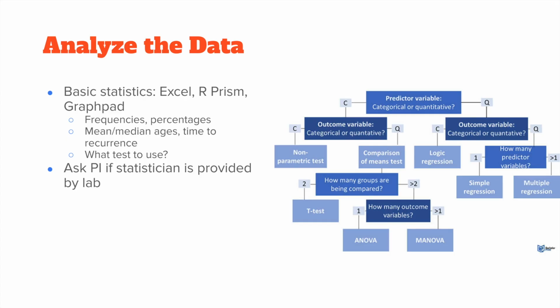Once your spreadsheet is done, you can start analyzing. For basic chart reviews, you'll be doing descriptive stats, which includes frequencies, percentages, averages, things like that. Excel is typically fine for this. However, some groups use R, GraphPad, or Prism. If your department has a statistician, use them. They have a lot of skills that I really wish I had.